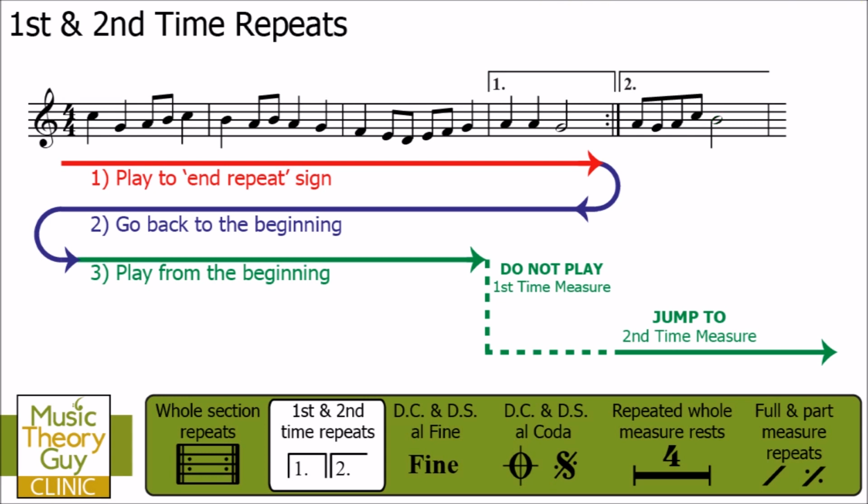The concept of first and second time repeats isn't that complicated, but what I do find with my students is that they sometimes forget whether they're playing a passage for the first time or the second time. So try and keep a mental record as you're playing, whether it's the first or the second time you're playing a particular passage. If it's the first, you obviously just play the first time repeat. If it's the second time, well, you jump past that first time measure and go straight to that second time measure.